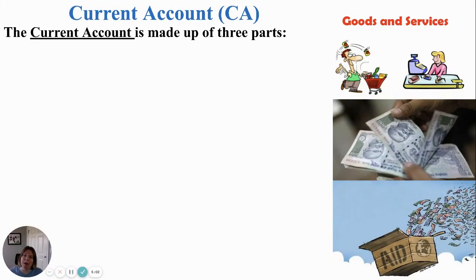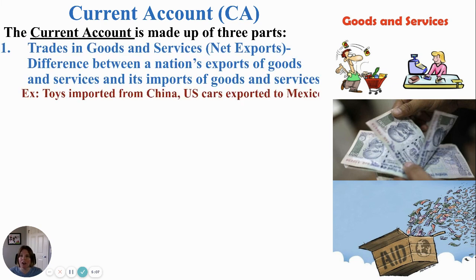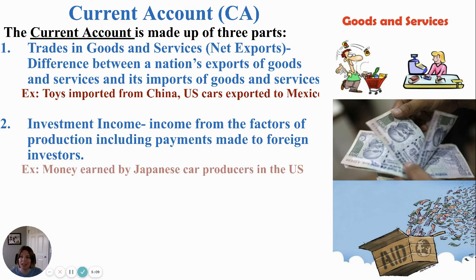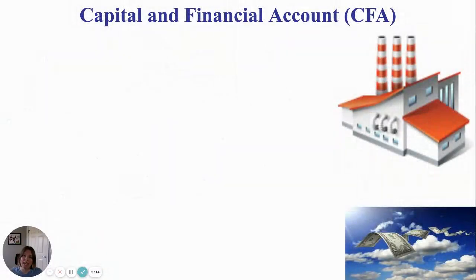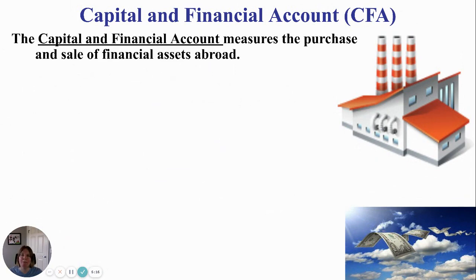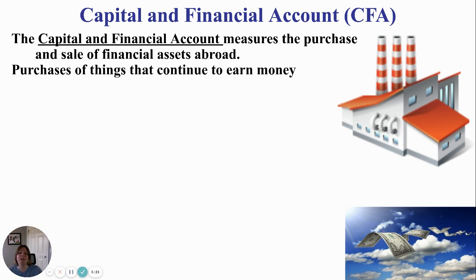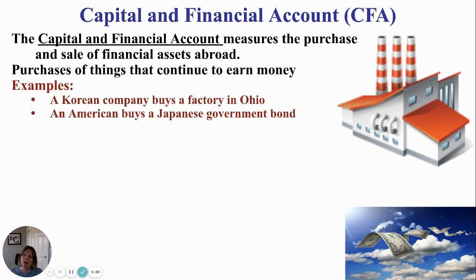So the current account is made up of three parts. You've got the trades in goods and services, which I talked about, you've got the investment income, and then you've got the net transfers. The capital and financial account measures the purchase and sale of financial assets abroad. So these are purchases of things that will continue to earn money. If a Korean company buys a factory in Ohio, that's an asset that will continue to earn money, right? Or if you buy a bond, that will also continue to earn money.